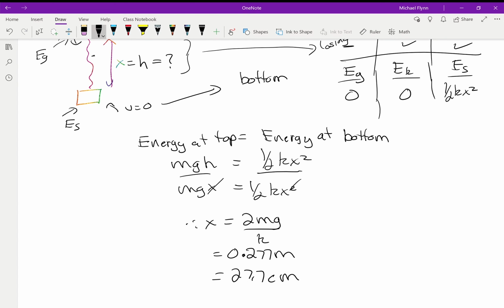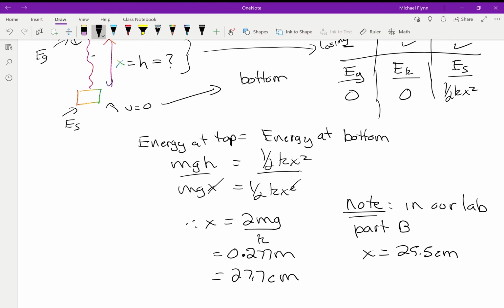Now, in our lab, I'm just going to write note. In our lab, in part B, I got x equals, when I dropped it like this, I got x equals 25.5 centimeters. I'm a bit off. Okay, I'm off by about 2.2 centimeters. Why is it off? Well, the reason is, what are we not accounting for in this system?